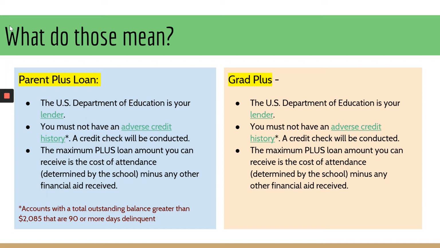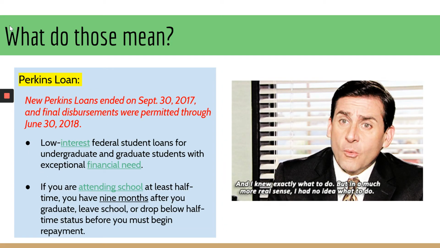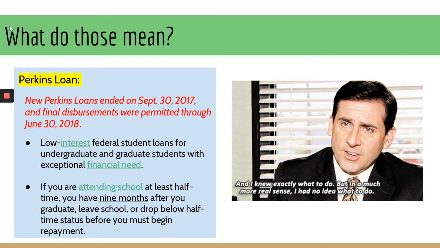Now, the Grad Plus loan. A Grad Plus loan is offered only to graduate students who are pursuing a master's or doctoral degree, and works similarly to the Parent Plus loan. Grad Plus students will also have to submit to a credit check in order to qualify. Now, the Perkins loan. A Perkins loan is no longer available, but it's still useful to know that it is no longer an option for students applying after 2017.